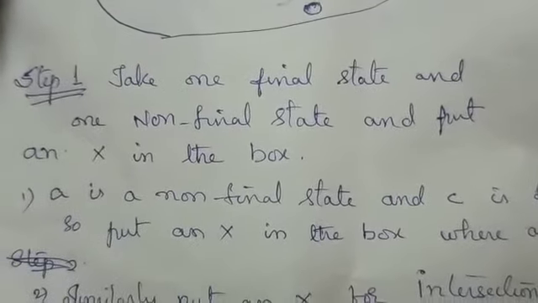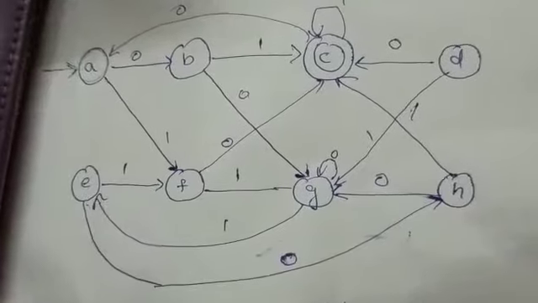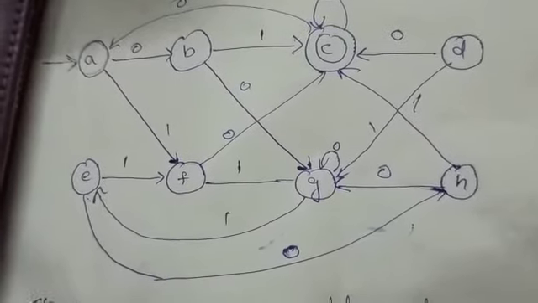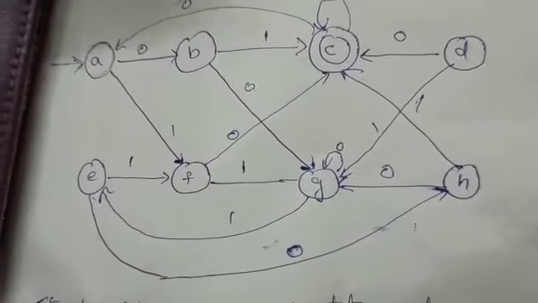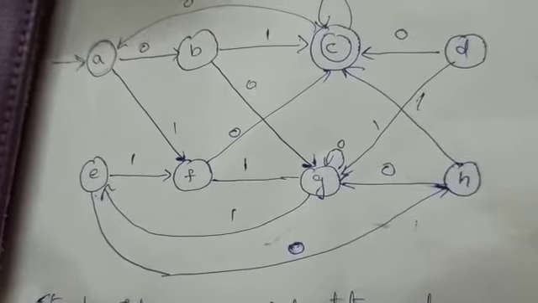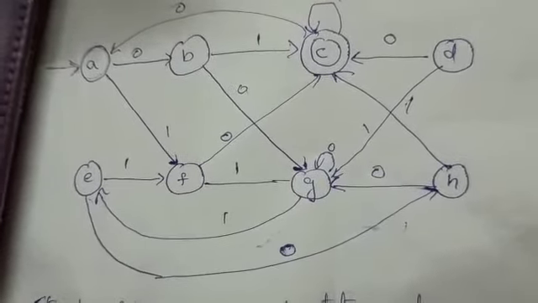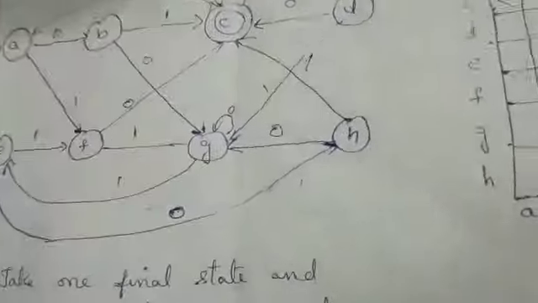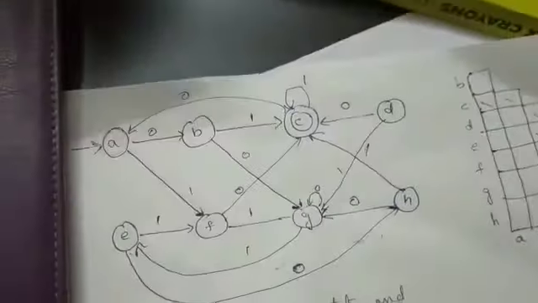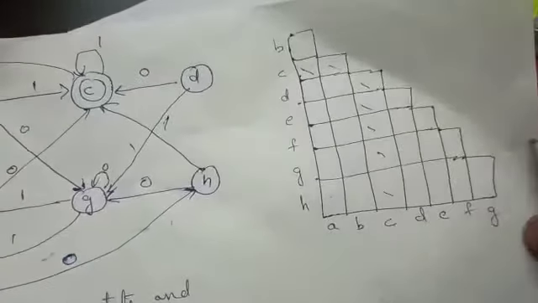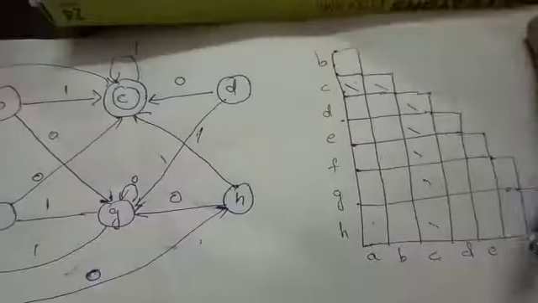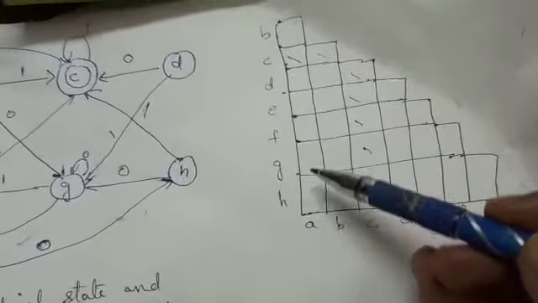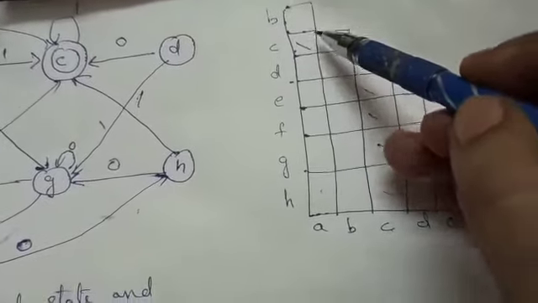Suppose, for example, in this figure you can see A is a non-final state and C is a final state. B is a non-final state, C is a final state. So first we take A, a non-final state, and C, a final state, and we put a cross mark or X in the box related to A and C. Here we are going to put an X.